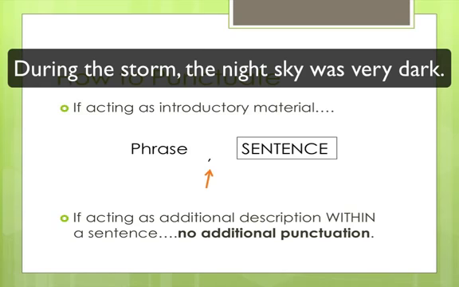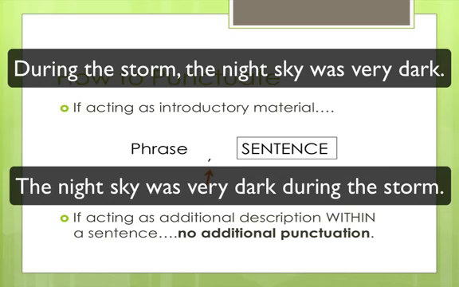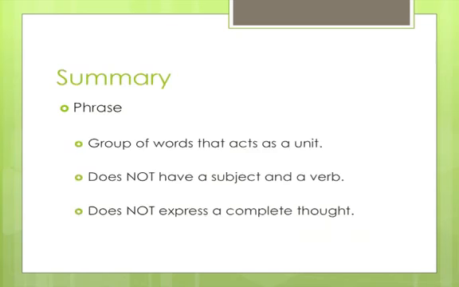For example, you could take that sentence we gave just a second ago and say, instead of saying, during the storm, comma, the sky was very dark, you could just rewrite that and say, the sky was very dark during the storm. And then you have a complete sentence, no additional punctuation needed. You just transition right into your phrase. So a quick summary here.